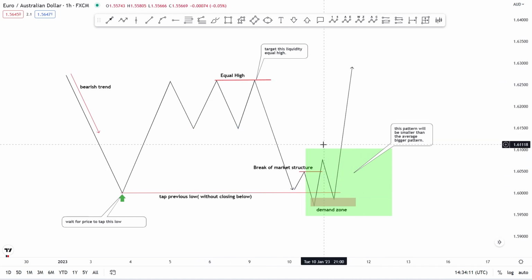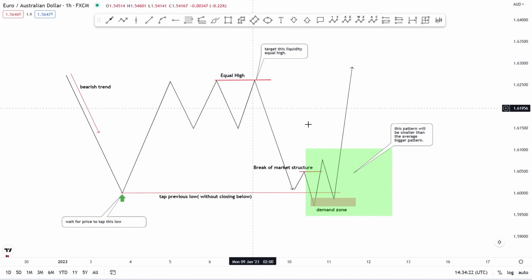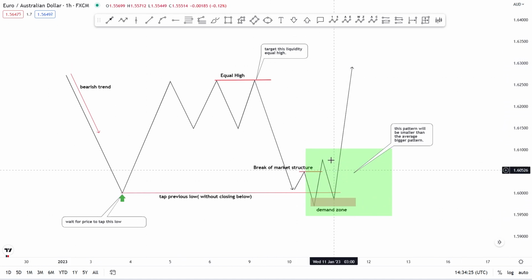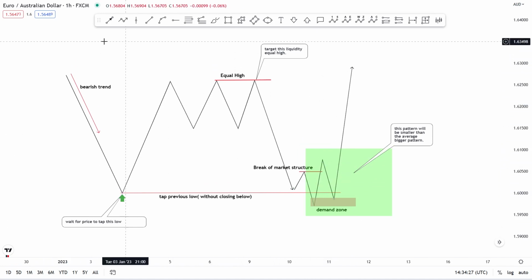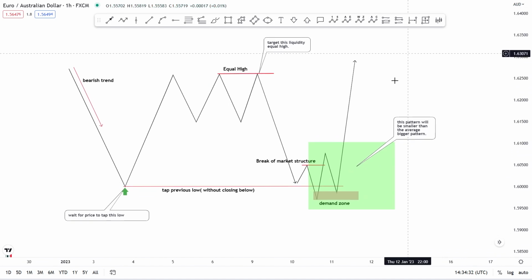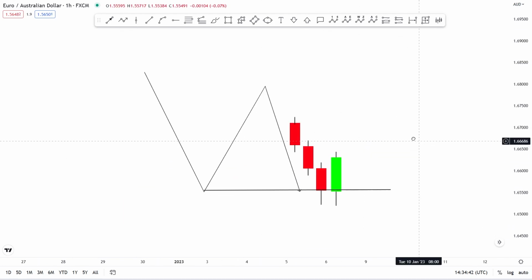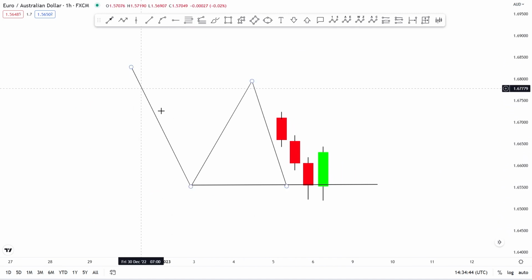Another thing before I show you a real life example: this pattern here will be smaller than this pattern here. The candlesticks here will be few, unlike this whole pattern area here. Before we move on, I want to show you what kind of candlestick pattern I am talking about, where it doesn't close below this low here. This is the kind of candlestick pattern.